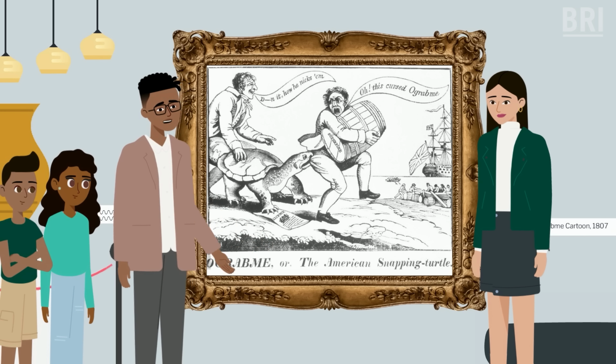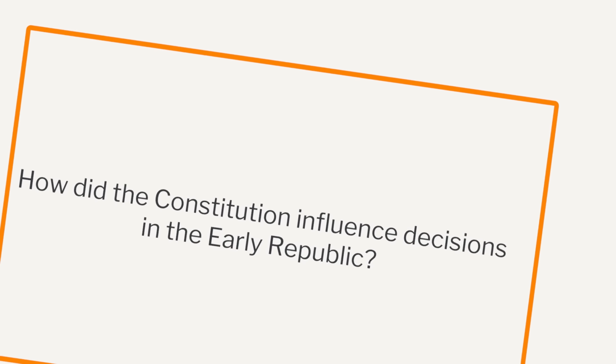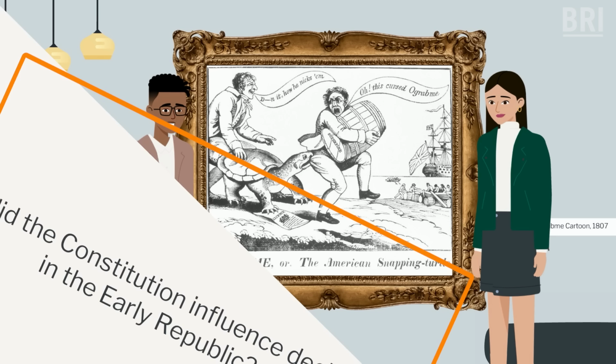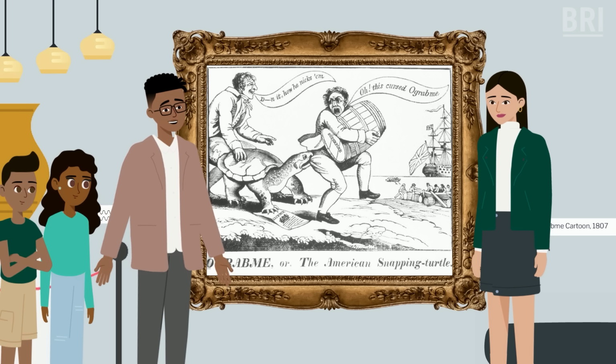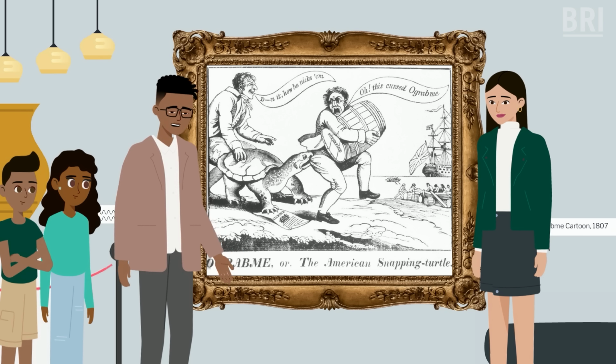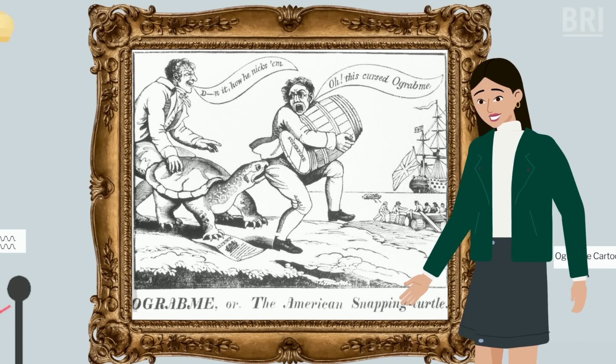As we examine the political cartoon, we'll ask, how did the Constitution influence decisions in the early Republic? And we'll practice the DBQ skill of providing context, understanding the background that shaped the choices leaders made. Let's take a closer look at this cartoon.